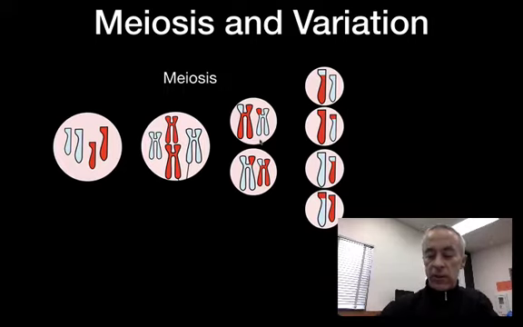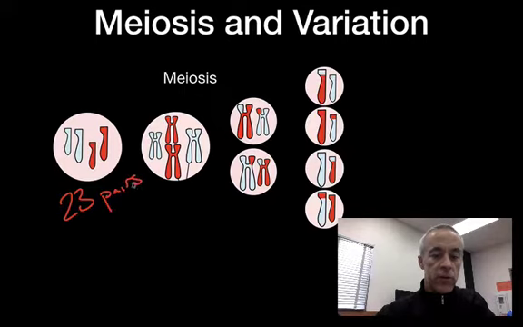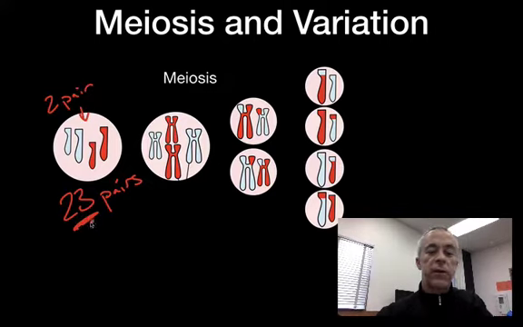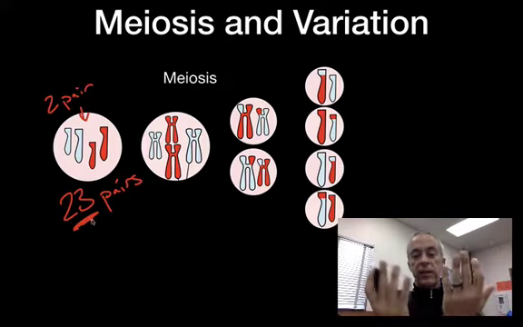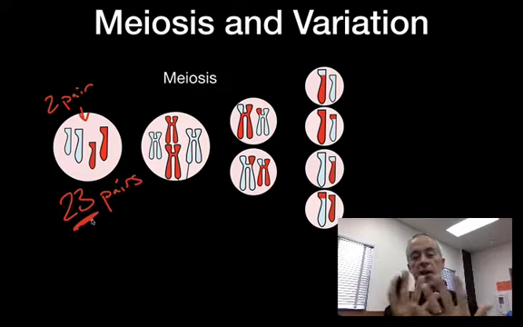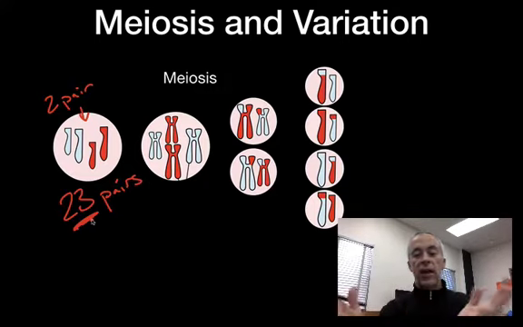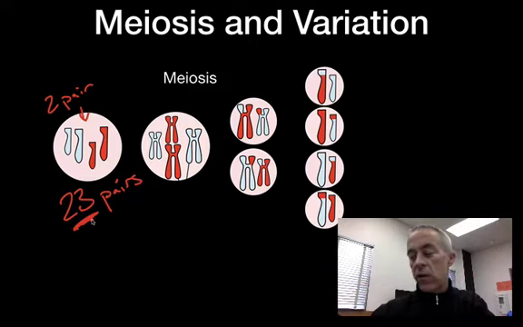The way this works is, in humans, we have 23 pairs of chromosomes. This example is only showing two pairs right here. Humans have 23 pairs, so we have 23 sets of chromosomes lining up side by side, exchanging genetic information with each other, and then distributing that out.